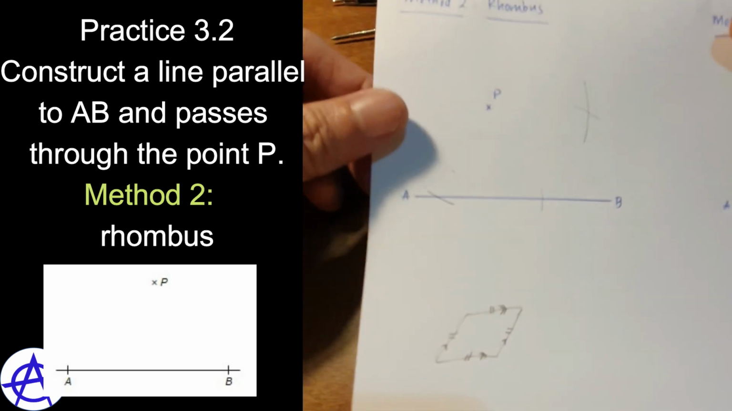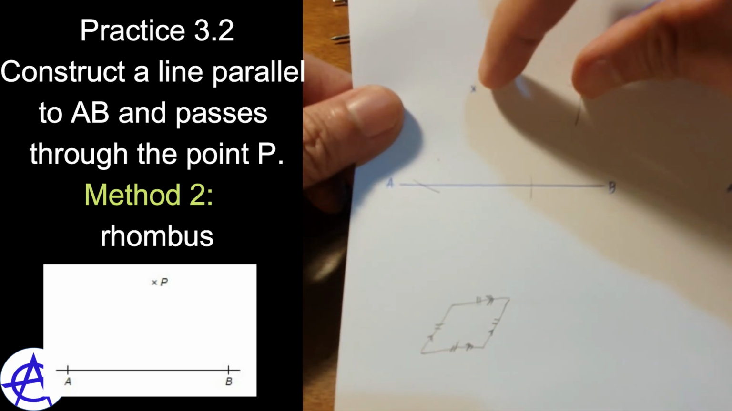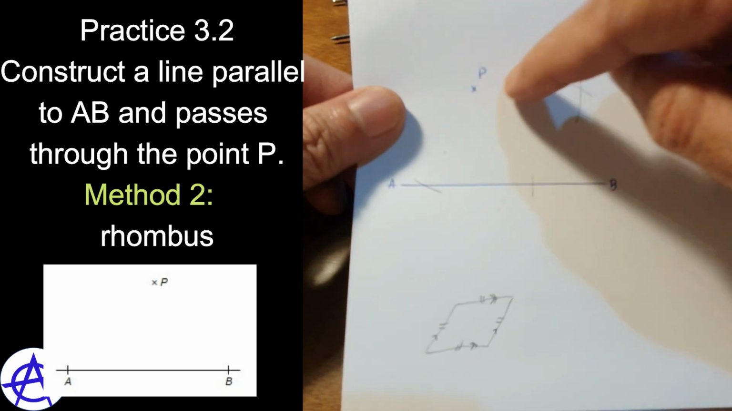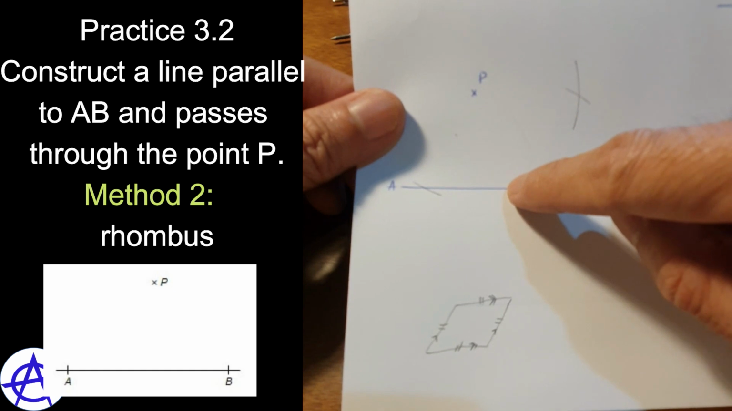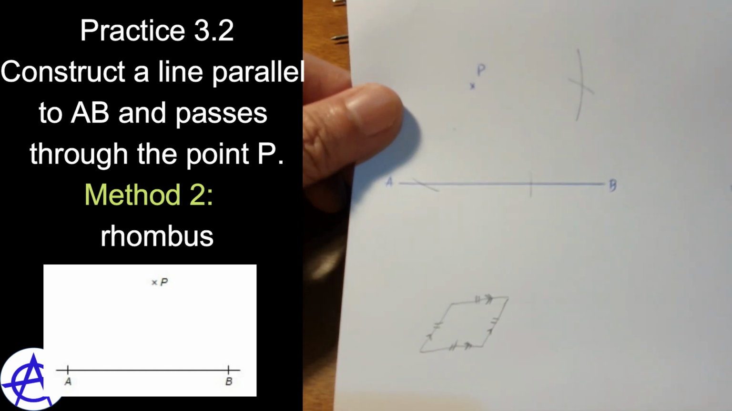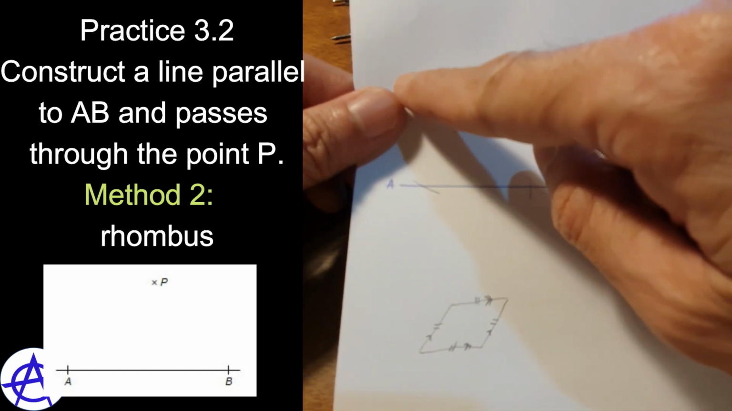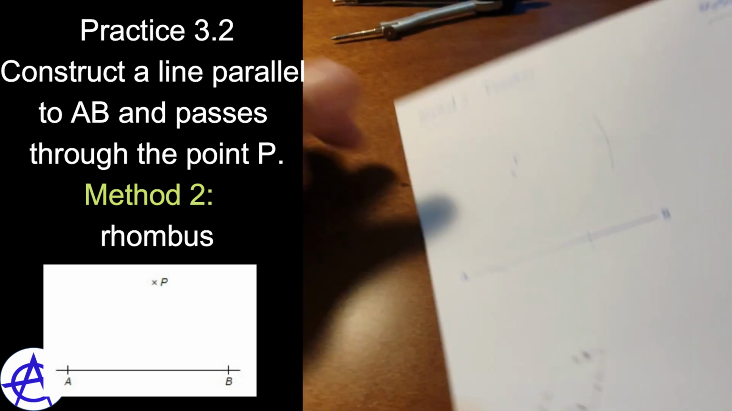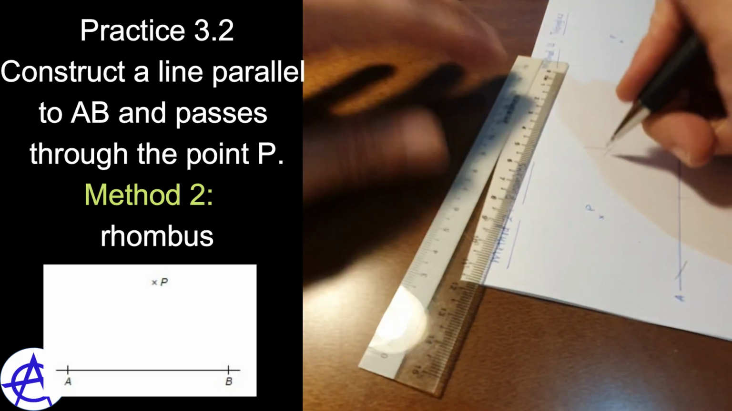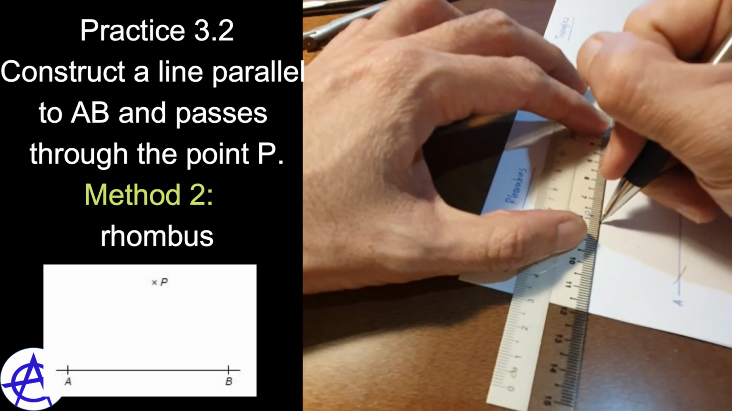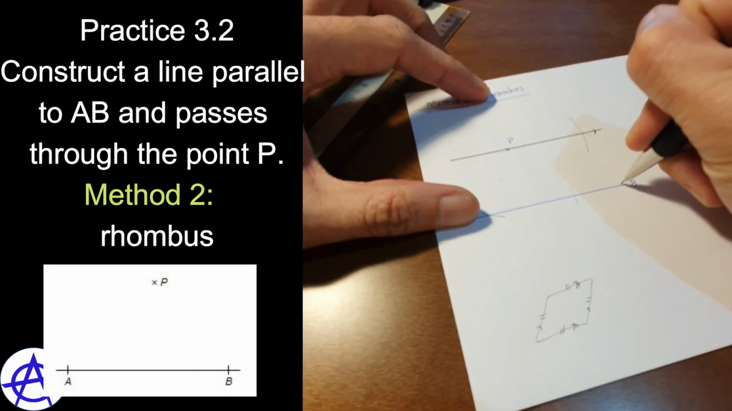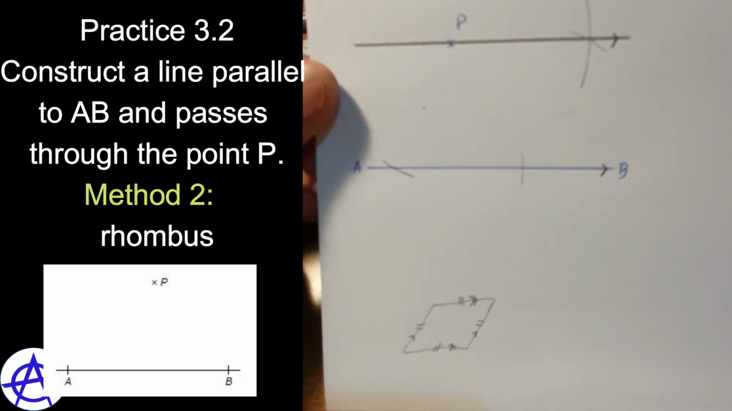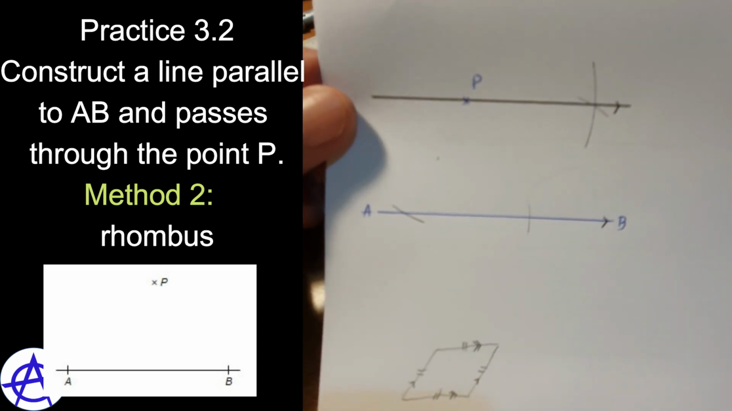If I join all the points, they will all have the same length, which means this whole thing, if I join all the points, will be a rhombus. Now I just need a parallel line to this AB, so I just need to draw this line. I just join. So here we have the parallel line by using the concept of rhombus.